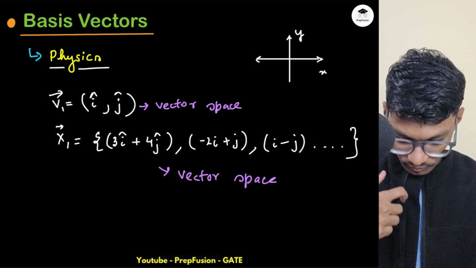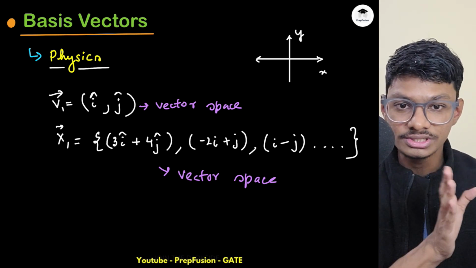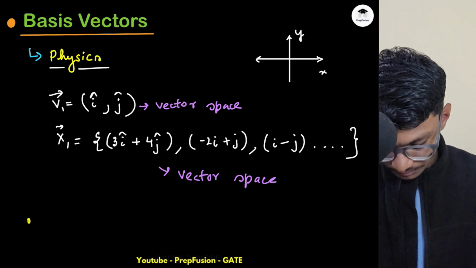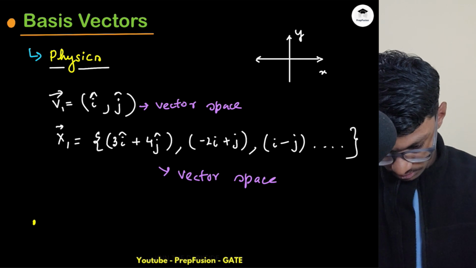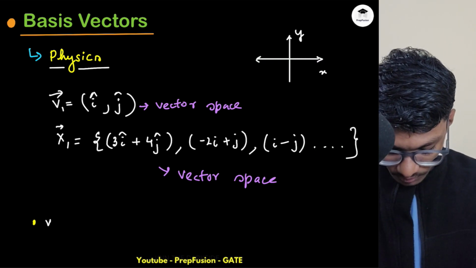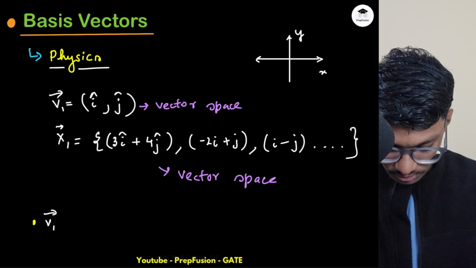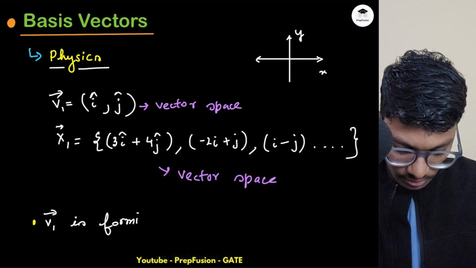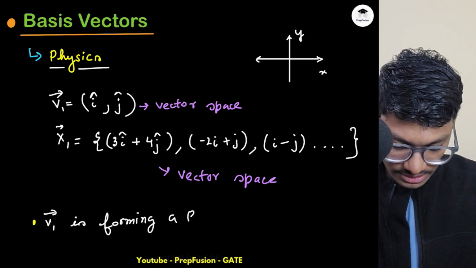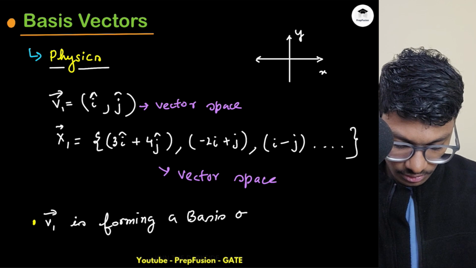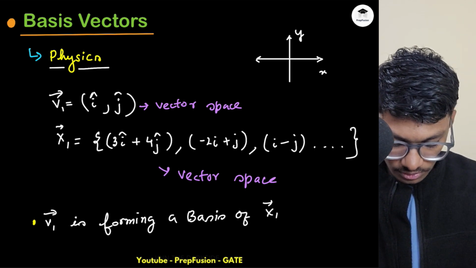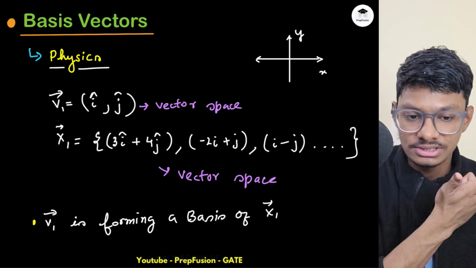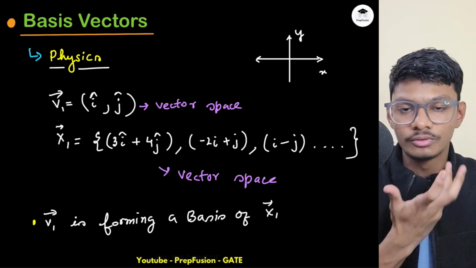So what is the terminology over here? The terminology is said like this, that v1 is forming a basis of x1. Okay, v1 is forming a basis of x1, or v1 is forming the basis of x1, whichever way you want to say.